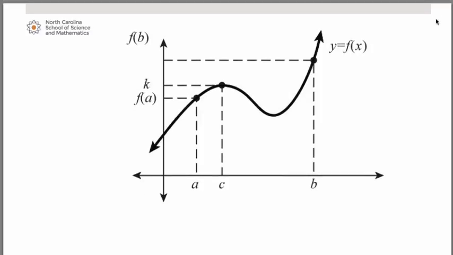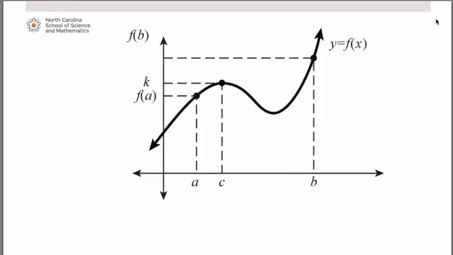So here we have a continuous function, f of x, and we're talking about from a to b. What the intermediate value theorem states is that if there is a k value in between f of a and f of b, so let's take a look at this. Here's the x value of a, trace that up. Here you'll see f of a right here. And if we do the same thing over at b, trace that up on the curve, and over, f of b is right here. And here's the k value right in between f of a and f of b.